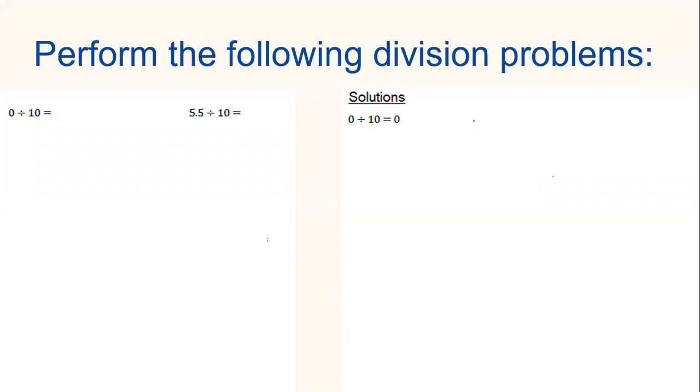Next, 5.5 divided by 10. 0.55. Good. Look, your point will shift one place to the left-hand side. That means it will go in front of 5, and in front of that there is no number, so you can add 0: 0.55. Next, 0.02. Good.